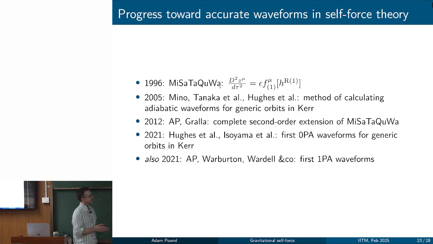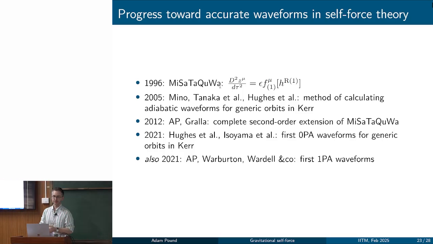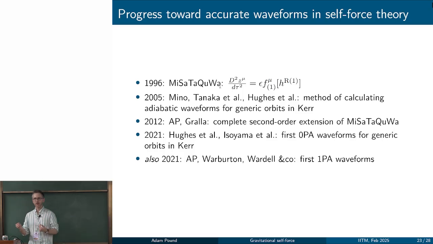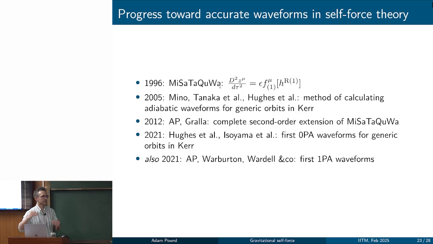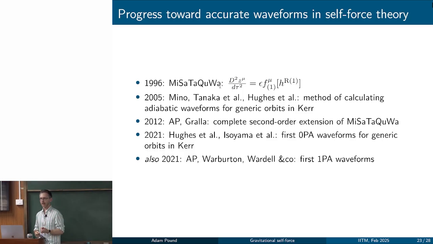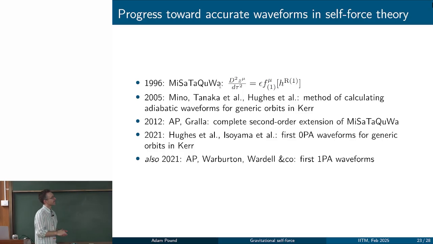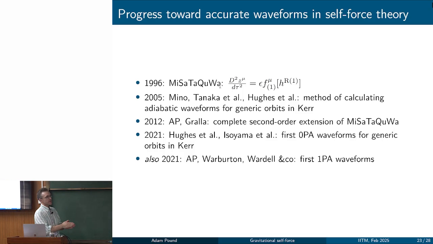Then it took about 10 years to actually go from this formula to a method of calculating 0PA, so still leading order, waveforms for generic orbits around Kerr. The reason this was tricky is that simple energy balance arguments do not extend to these precessing orbits. So they actually had to start from the self-force equation of motion and from that derive what the 0PA evolution is for a generic orbit in Kerr. And yeah, a few different groups got that. But nobody was yet ready to actually implement that. It took a long time to get implementations of that.